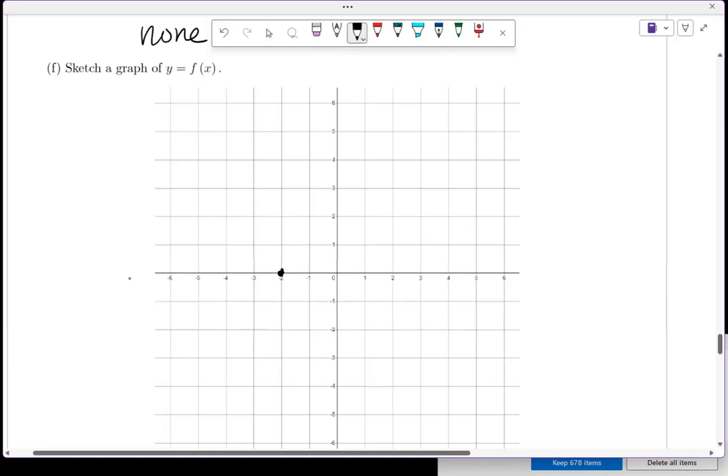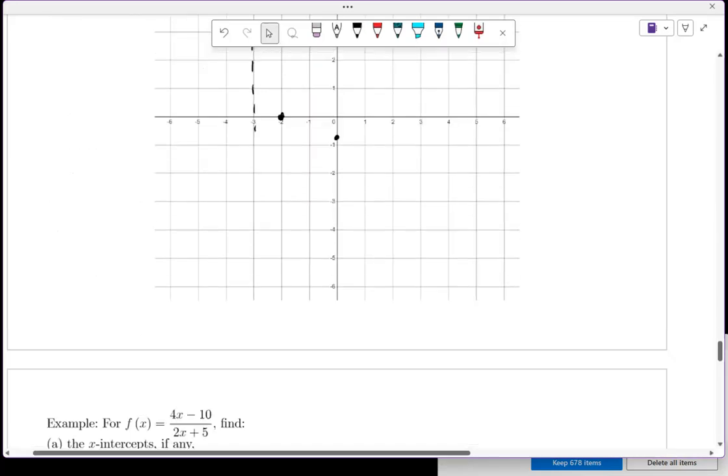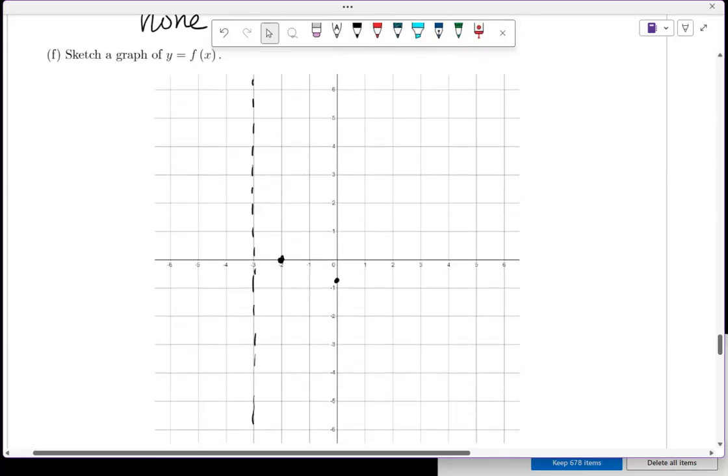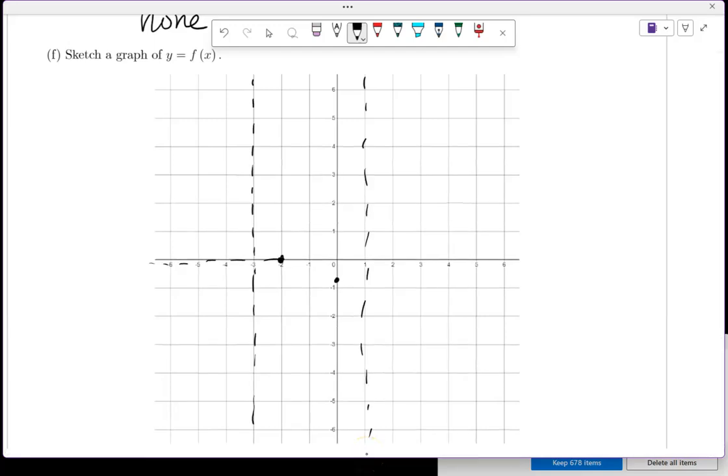X-intercept of -2. Y-intercept of -2/3. Vertical asymptote at -3, right? Was -3, yes? Yeah. Okay. I forgot after I scroll down. Vertical asymptote of 1. And a horizontal asymptote at 0.